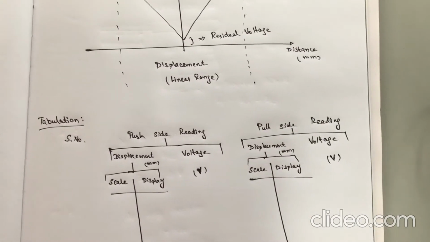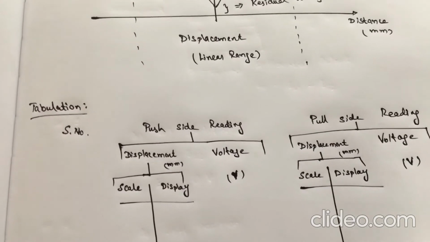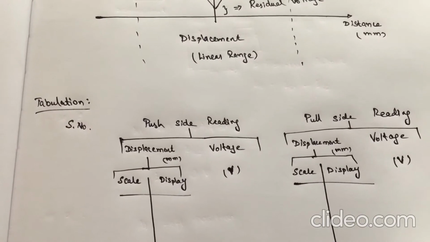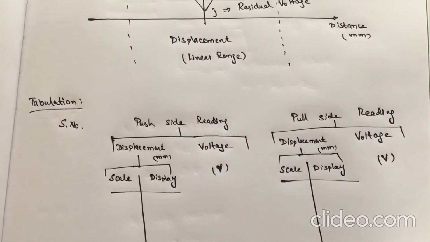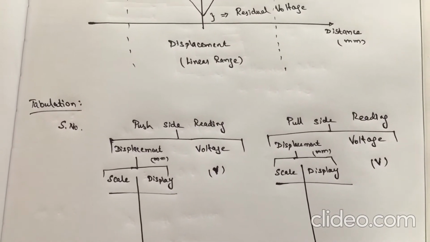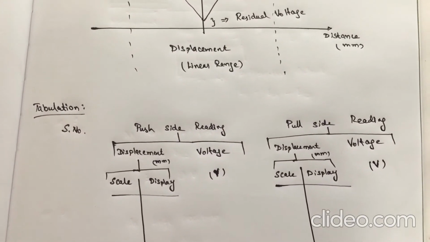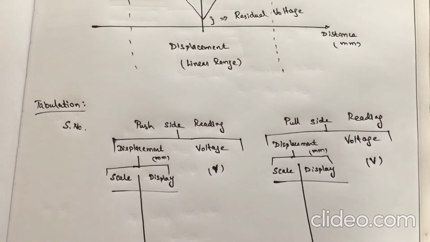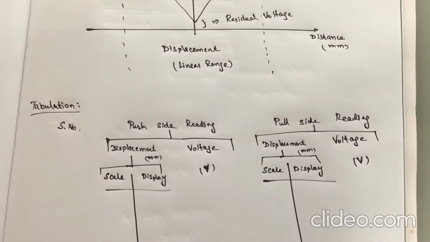Here we have the three cases. Case 1 is the null position, case 2 is the left position, and case 3 is the core at the right position. In our trainer kit and LVDT setup, in place of the left position it is called the push reading, and in place of the right position it is called the pull side reading. Since it is a secondary transducer, the input is displacement and the output is voltage.